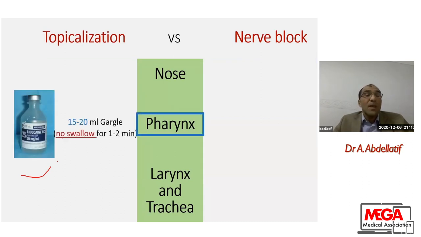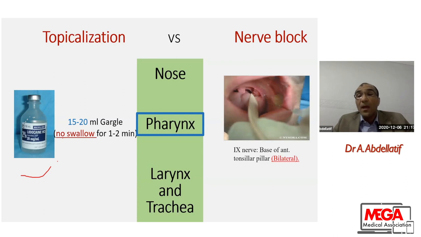For the pharynx, I usually use 15 to 20 milliliters of lidocaine gargle 2%, but I have to ask the patient before dropping the gargle in his mouth: it's very important not to swallow for 1 to 2 minutes. Very important, because if he swallows or spits, there is no duration for the local anesthetic to stay and become effective. So I have to give instructions to the patient not to swallow. On the other hand, if I will do a nerve block for the pharynx, of course I will do a glossopharyngeal block at the base of the anterior tonsillar pillar. I have to do it bilaterally, 2 injections.